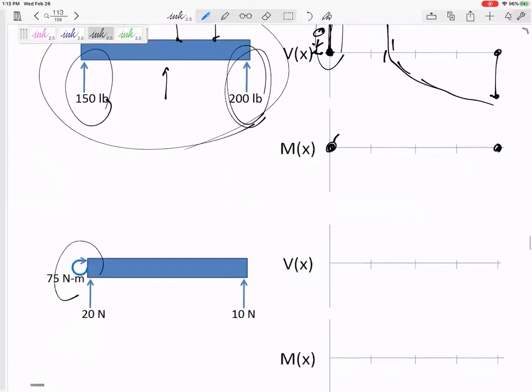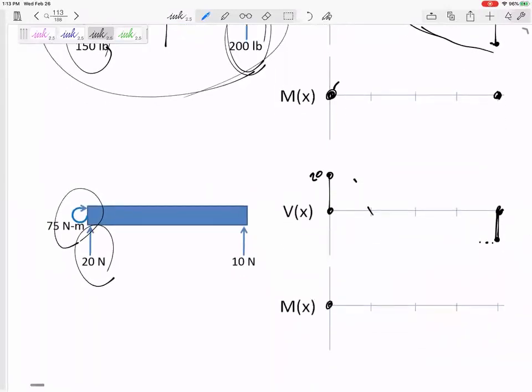Okay, let's look at this one. What if you had, this is probably a wall right here. Remember, at walls, at fixed supports, you might have a moment right there. So let's say we're at a wall, and we've got a force and a moment. What would the V look like? The V would immediately go up to 20. I'm not sure what's in between here. I better end right here at -10, so that the last thing that happens brings me back to 0.